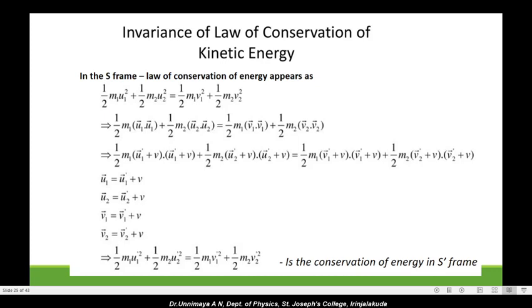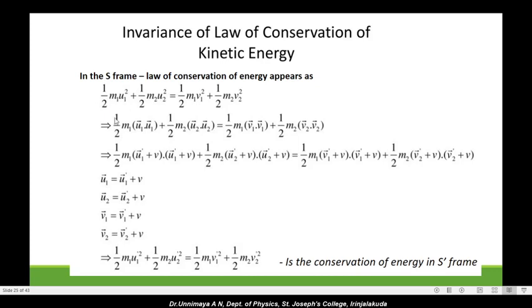Then in the S frame the law of conservation of energy appears as: total energy before collision is equal to total energy after collision. Since we are talking about kinetic energy, total kinetic energy before collision will be equal to total kinetic energy after collision.